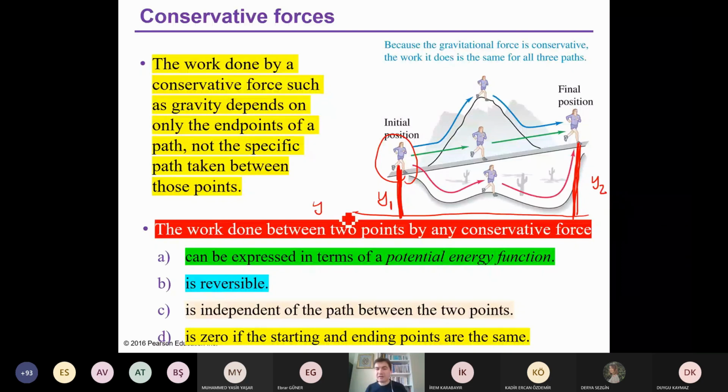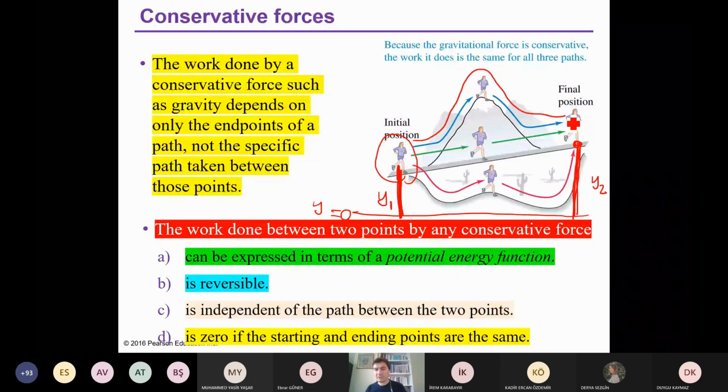And this guy can have 3 paths to reach this second position. One path is shown with the blue color. So it is like this. Then he reaches this point. Another path is this one. Then he can reach the second position. Or there is another way, a shorter one. He can reach the final position here.